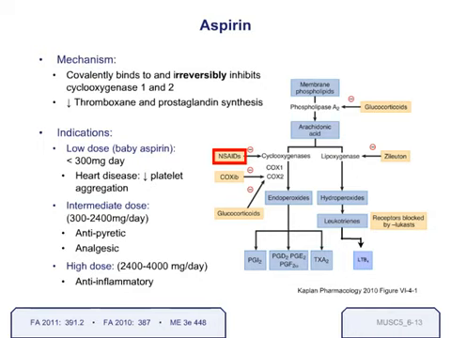Now, clinical use of aspirin is going to be low dose, less than 300 milligrams a day, if you're trying to decrease platelet aggregation. So usually you'll hear about patients with heart disease or ischemic heart disease taking a baby aspirin each day to help prevent acute myocardial infarction. Intermediate doses of aspirin, so 300 to 2400 milligrams a day, are primarily used for its antipyretic and analgesic properties. And if you get up to very high dose aspirin, which is rarely used, we're talking about 2400 to 4000 milligrams a day, it will have very good anti-inflammatory properties.